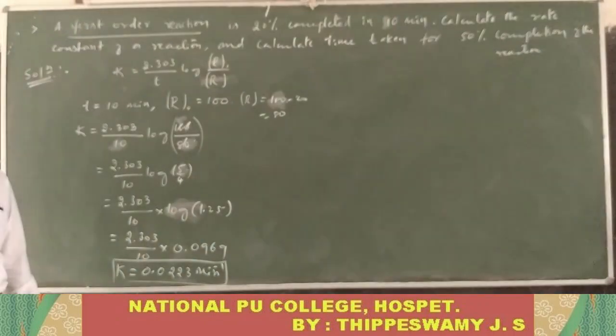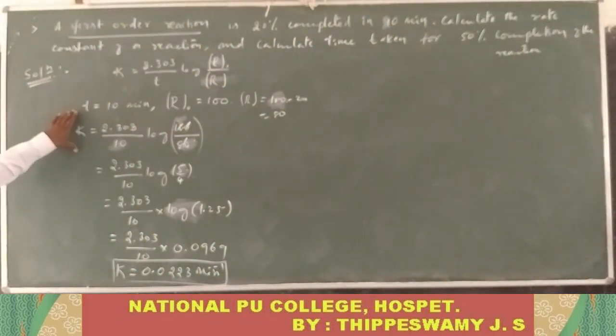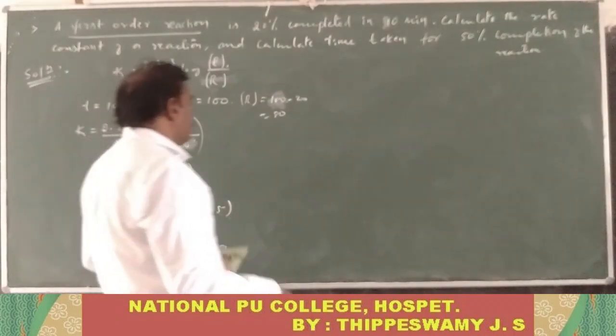Got it, all of you? It is very important. First of all, we have to write the integrated rate equation for the first order reaction to get the value of K. Using this value of K, we can calculate the time taken for 50% completion of the reaction.